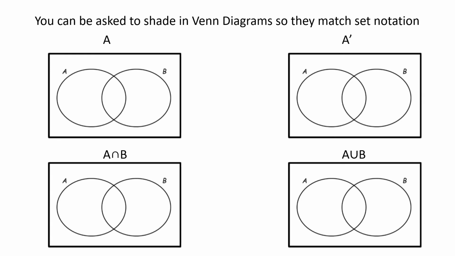So one of the main things that you need to do with Venn diagrams then is shade them in based on what matches a certain bit of set notation.